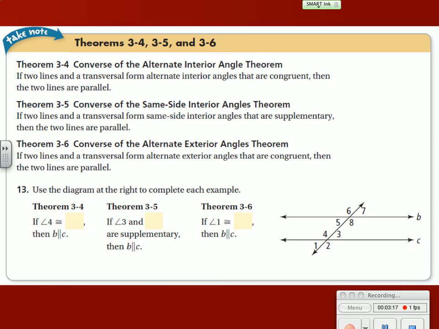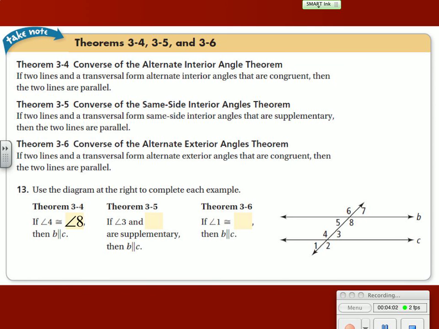learned also. So theorems 3-4, 3-5, and 3-6 are the converse of the alternate interior angle theorem, the converse of the same side interior angles theorem, and the converse of the alternate exterior angles theorem. Theorem 3-4: if two lines and a transversal form alternate interior angles that are congruent, then the two lines are parallel. Theorem 3-5: if two lines and a transversal form same side interior angles that are supplementary, then the two lines are parallel. And finally, if two lines and a transversal form alternate exterior angles that are congruent, then the two lines are parallel. So we now have ways to prove that lines are parallel.